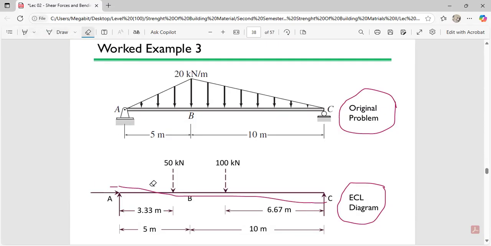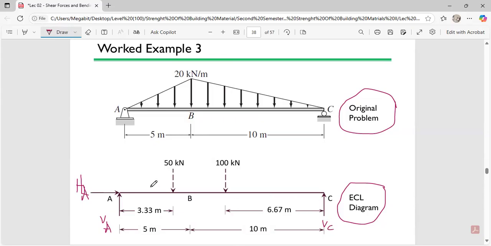Then just as usual, you draw and represent your reactions. Okay, because we have a hinge support over here, there are 2 reactions. This reaction is known as HA, horizontal force at A. This over here is known as the VA, which is the vertical force at A. Okay, this is also a vertical force at C because it's a roller having just one reaction.